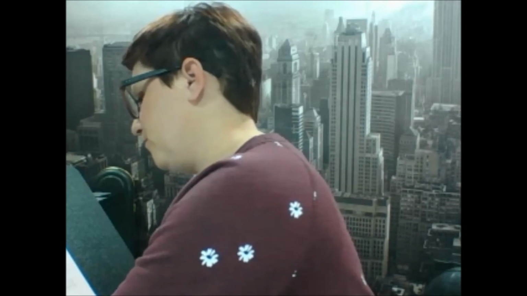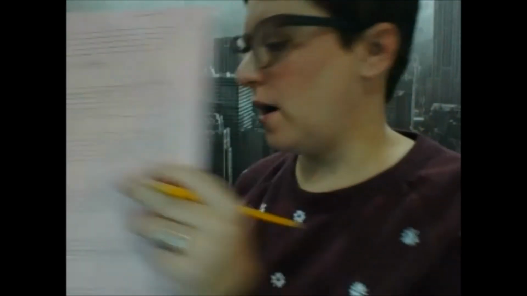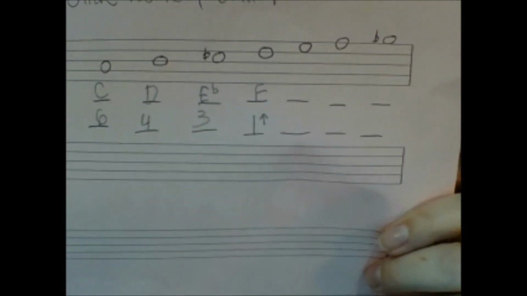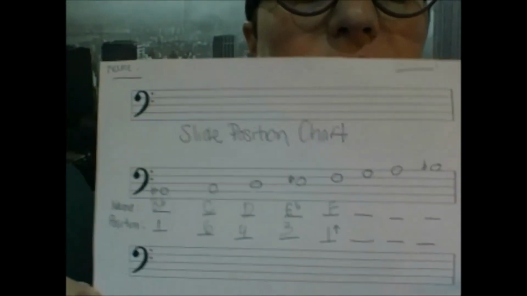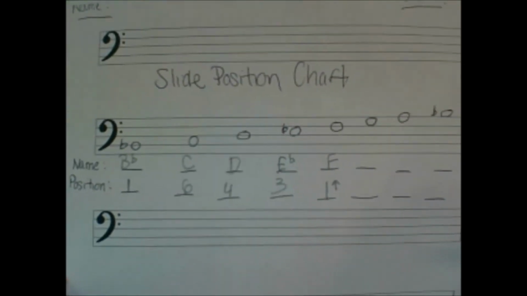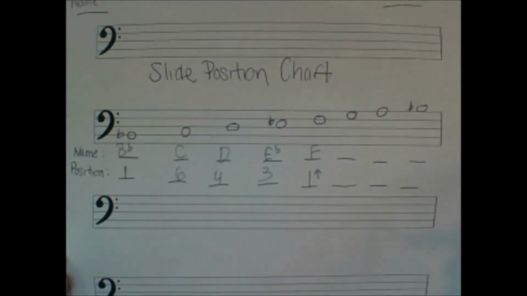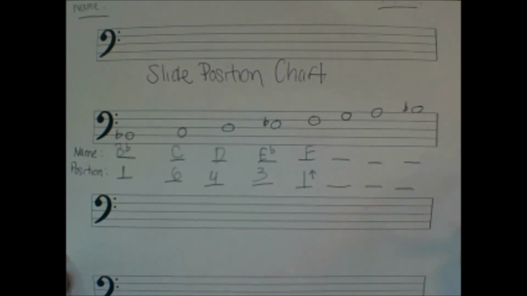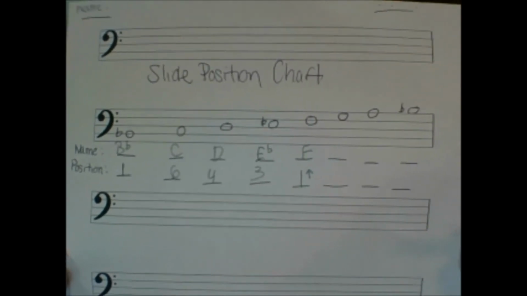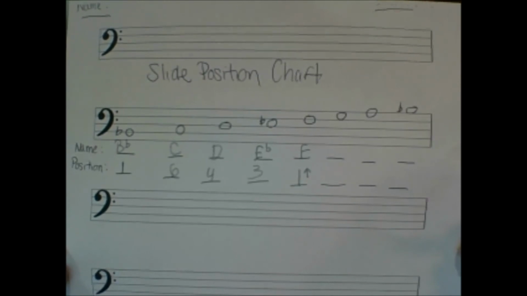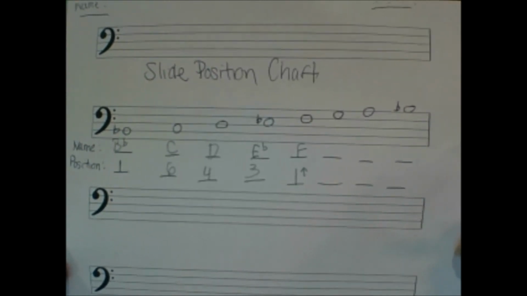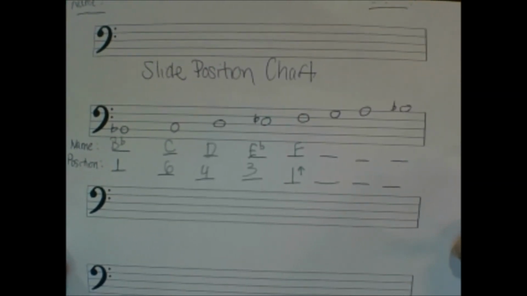Now here's the deal. As we just discovered, F is the same slide position as B flat, right? So I'm going to put a 1, but to show that your lips need to be really tight, or that it should be higher, I put 1 and an arrow up. So I'm going to hold this up right now. I need you to make sure your cheat sheet looks like this. The names of the notes go B flat, C, D, E flat, F. And your slide position should say 1, 6, 4, 3, 1.